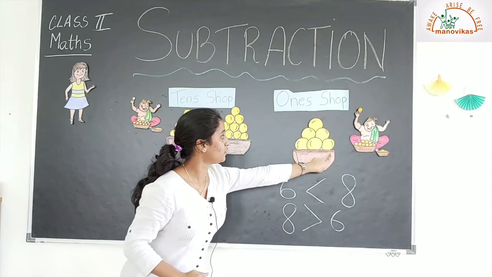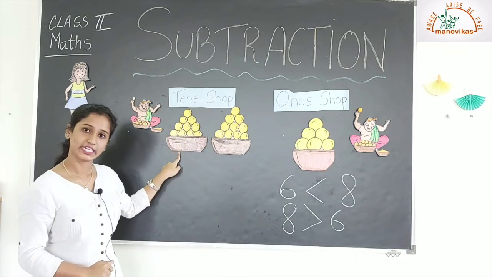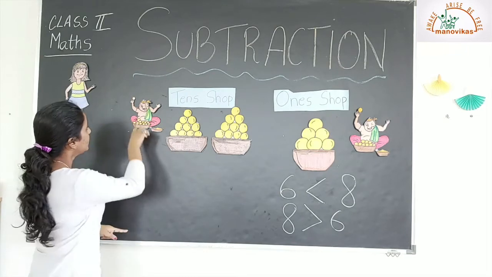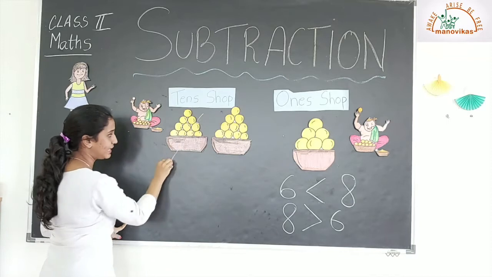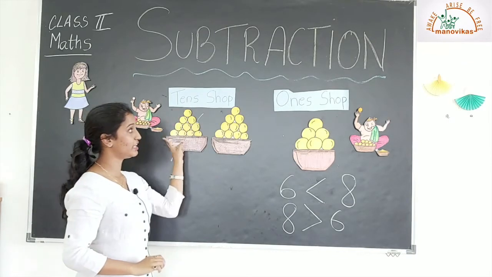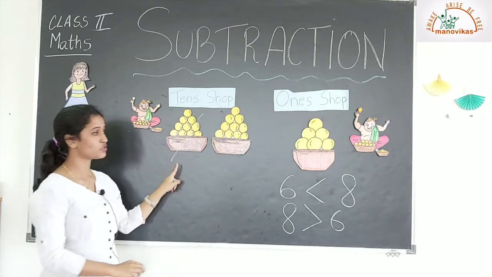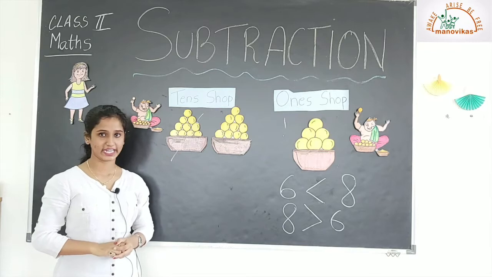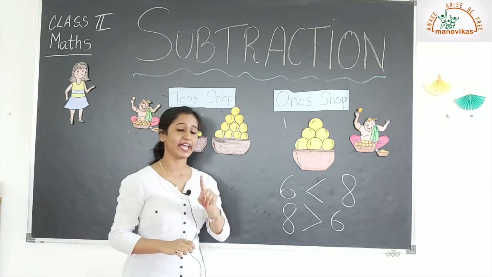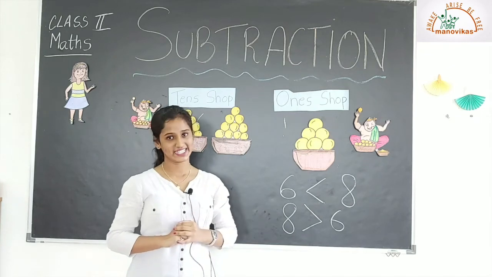Now the owner of the One's Shop has come to borrow from the Tens Shop. So the Tens Shop owner says, take one box. So he gives away and the One's Shop is borrowing. So now the One's Shop has 10 laddus. Earlier he had 6, correct? So 10 plus 6 is 16.